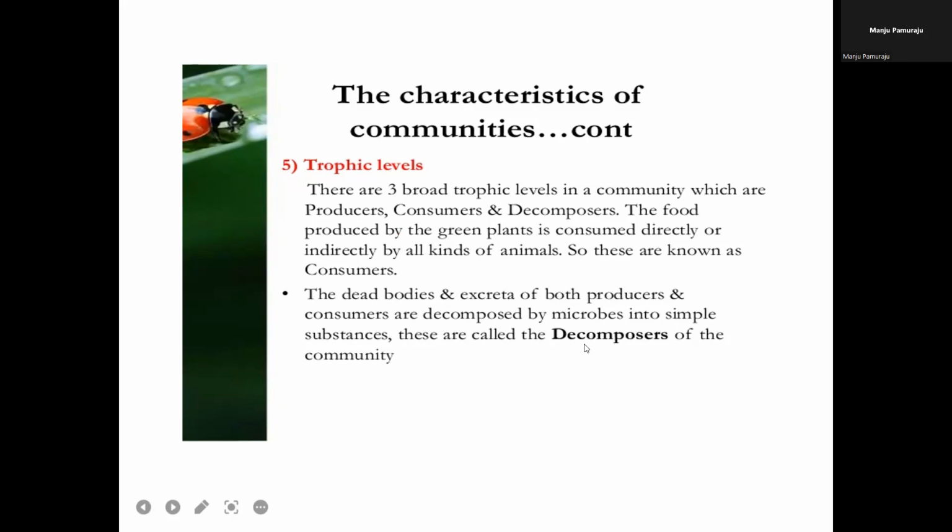So in any community, three different trophic levels are seen. Here the transfer of energy from one organism to another takes place in a linear manner. So each one is called a trophic level.